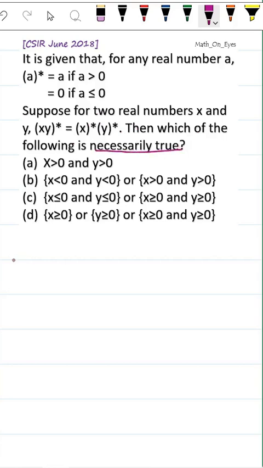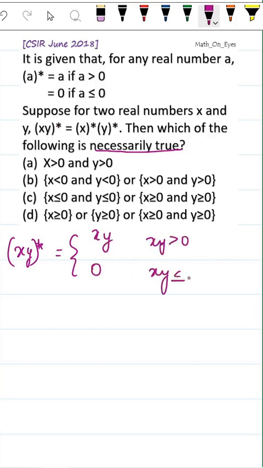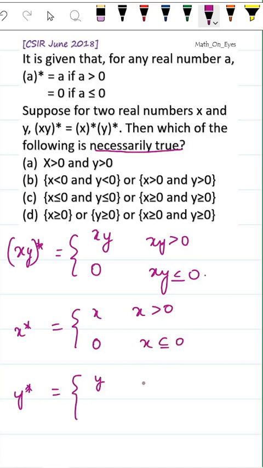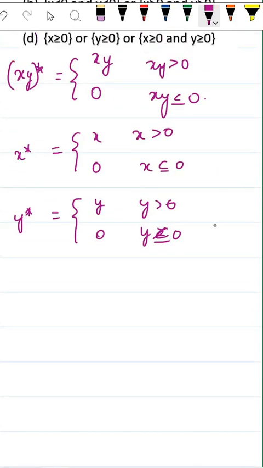Now, let me write (xy) star. (xy) star is equal to xy if xy is greater than 0, and 0 if xy is less than or equal to 0. Now we write separately x star and y star. x star will be x if x is greater than 0, 0 if x is less than or equal to 0, and y star is equal to y if y is greater than 0, 0 if y is less than or equal to 0. Now combining these two, we must have (xy) star equal to x star times y star, right?